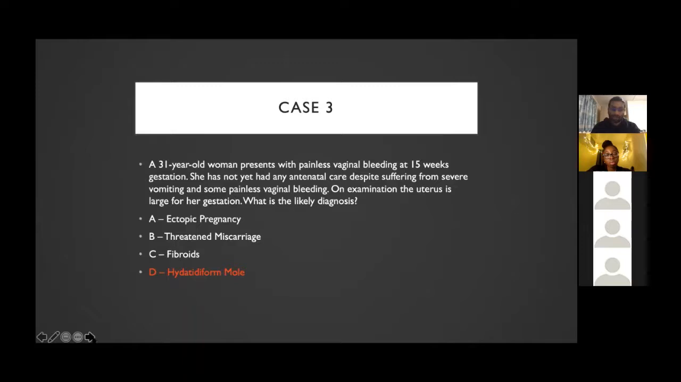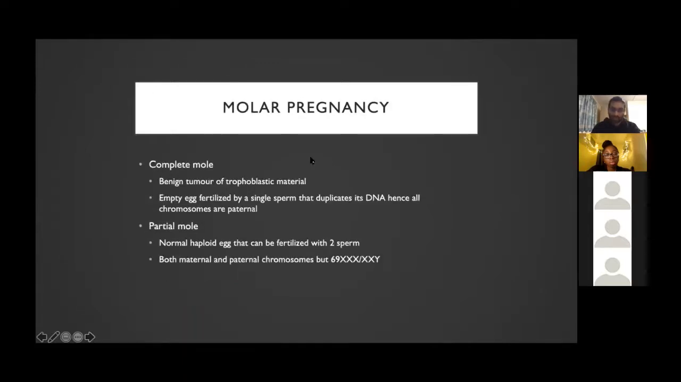Hydatidiform mole is the correct answer, and molar pregnancies, I just like to say molar pregnancies because it's easier, can generally be split into two, a complete mole or a partial mole. A complete mole is a benign tumor of trophoblastic material, and it's when an empty egg with no chromosomal material is fertilized by a single sperm, which then duplicates its DNA. So you get 46 YY, and all the chromosomes will be paternal. That's a complete molar pregnancy, and those are generally more commonly seen.